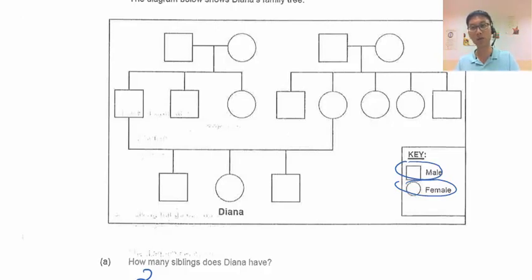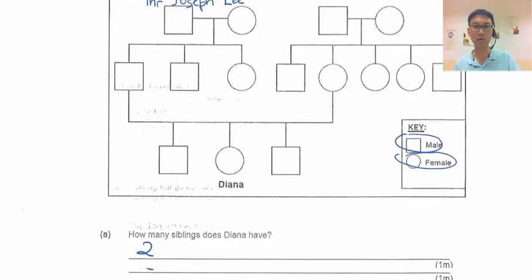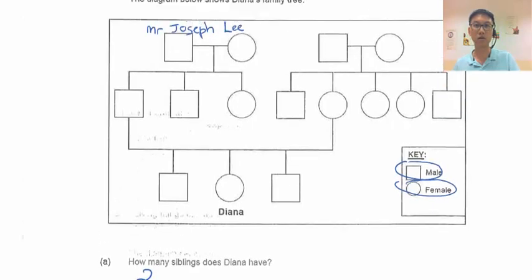So the other clue that we have is he has 3 children. Okay, so let's see. This person has 1, 2, 3 children. This grandfather has 1, 2, 3, 4, 5 children. So this is Mr. Joseph Lee. Is it Lee? Yeah, Mr. Joseph Lee. Okay, so this guy here is Mr. Joseph Lee.